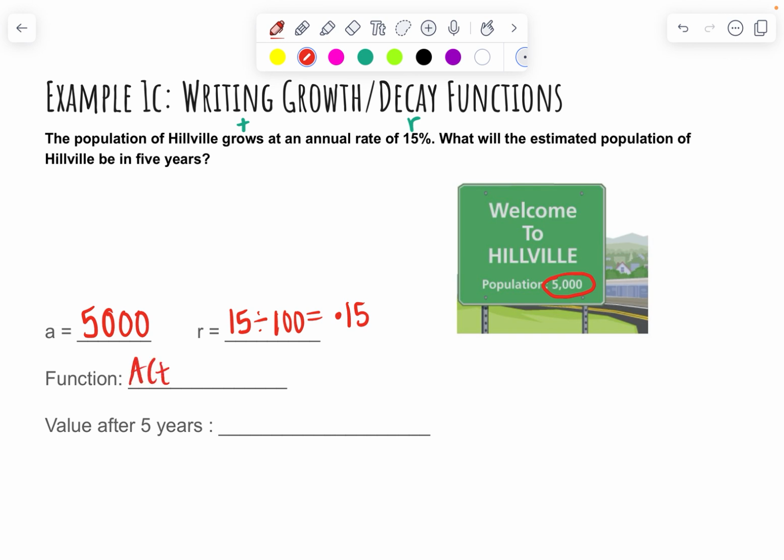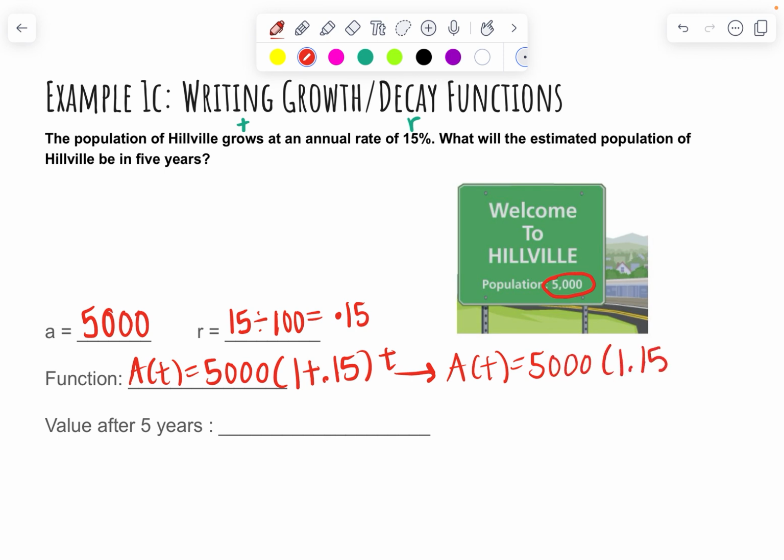So our function then, a of t equals 5,000. It's growing, so 1 plus 0.15 to the power of t. And then simplifying that, A of t equals 5,000 times 1.15 to the power of t. And again, they're asking for the value after 5 years. So far, all of these we've been plugging in 5, but you can plug in any number for t.